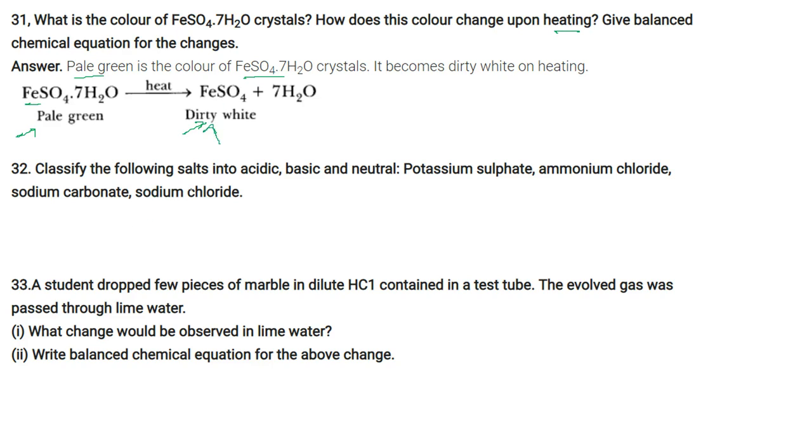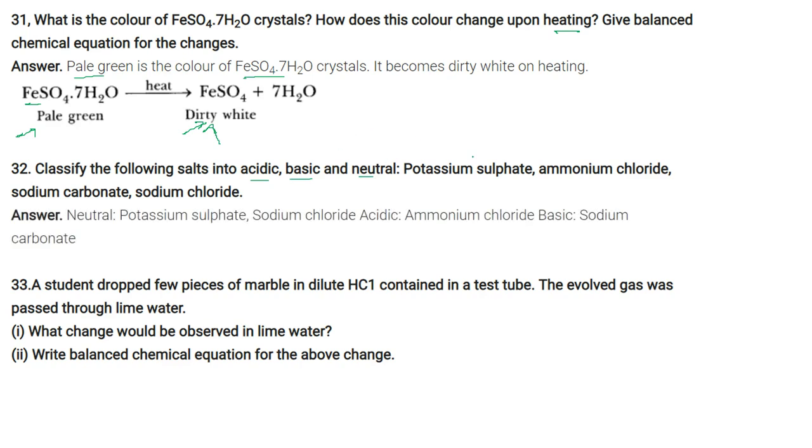Classify the following salts as acidic, basic and neutral. So the neutral salts are potassium sulfate and sodium chloride. Acidic is ammonium chloride and basic is sodium carbonate.